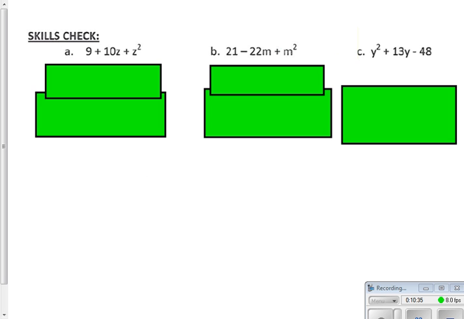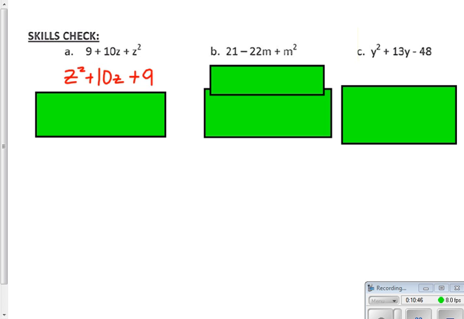In these last 3 skills checks, I just want you to go ahead and give these a shot. I'm going to actually start you off on the first one here. Looking at this, you're going to want to reorganize that because that's not in standard form. Sometimes when things aren't in standard form, you might have the wrong signs put in that binomial. So write things in standard form first and then carry on from there. So go ahead, pause the video, and work through each of these.